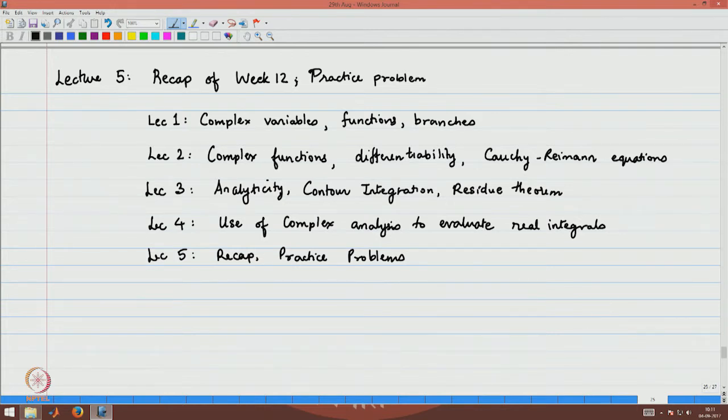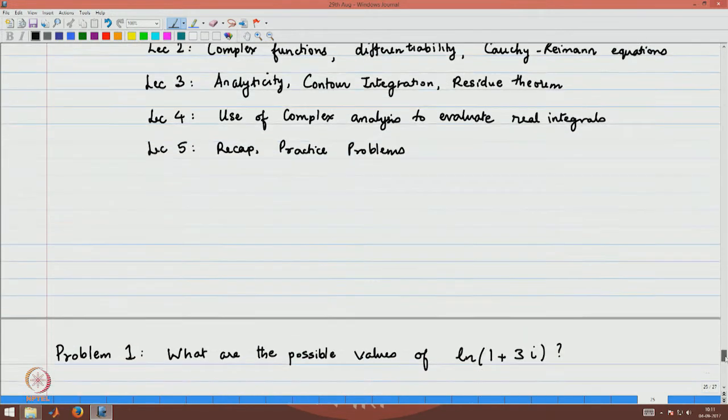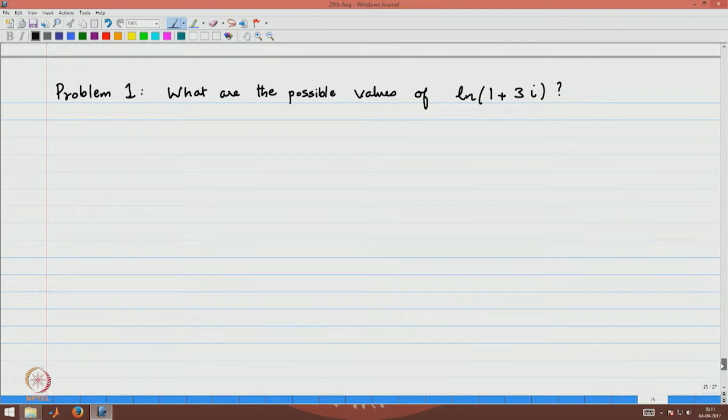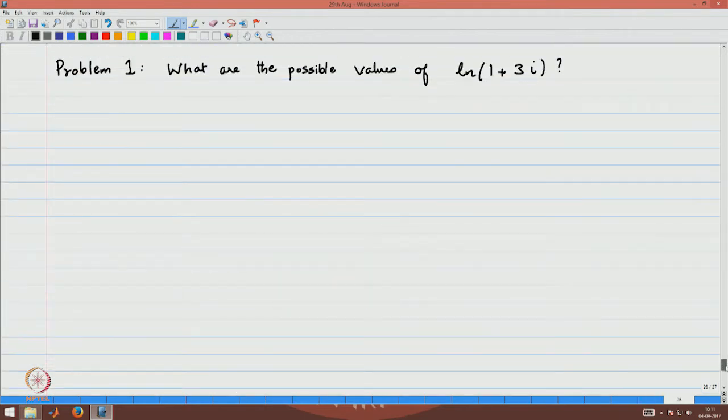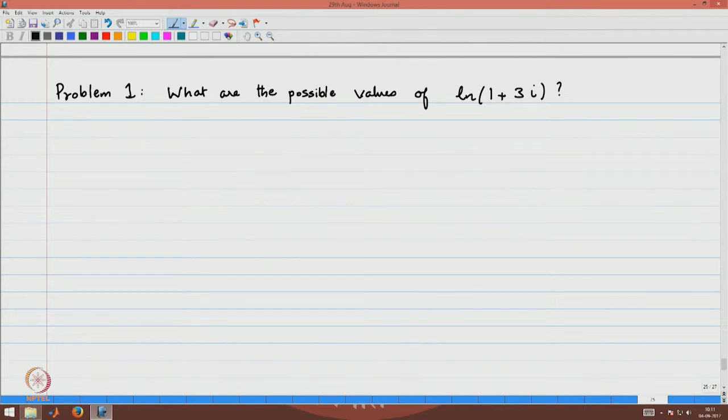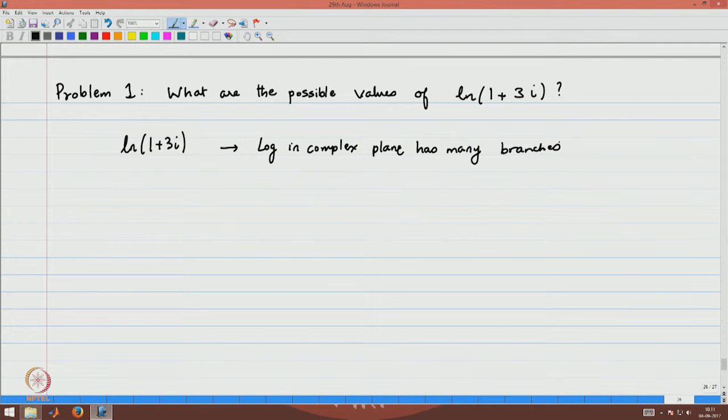But I will do a few simple problems in complex analysis. So, let us take one problem. This problem says: what are the possible values of the logarithm of 1 plus 3i? This is a very simple quantity. As we saw, the log in the complex plane has many branches, so when you take the logarithm of 1 plus 3i, you will end up with many different branches. Let us try to write it out.